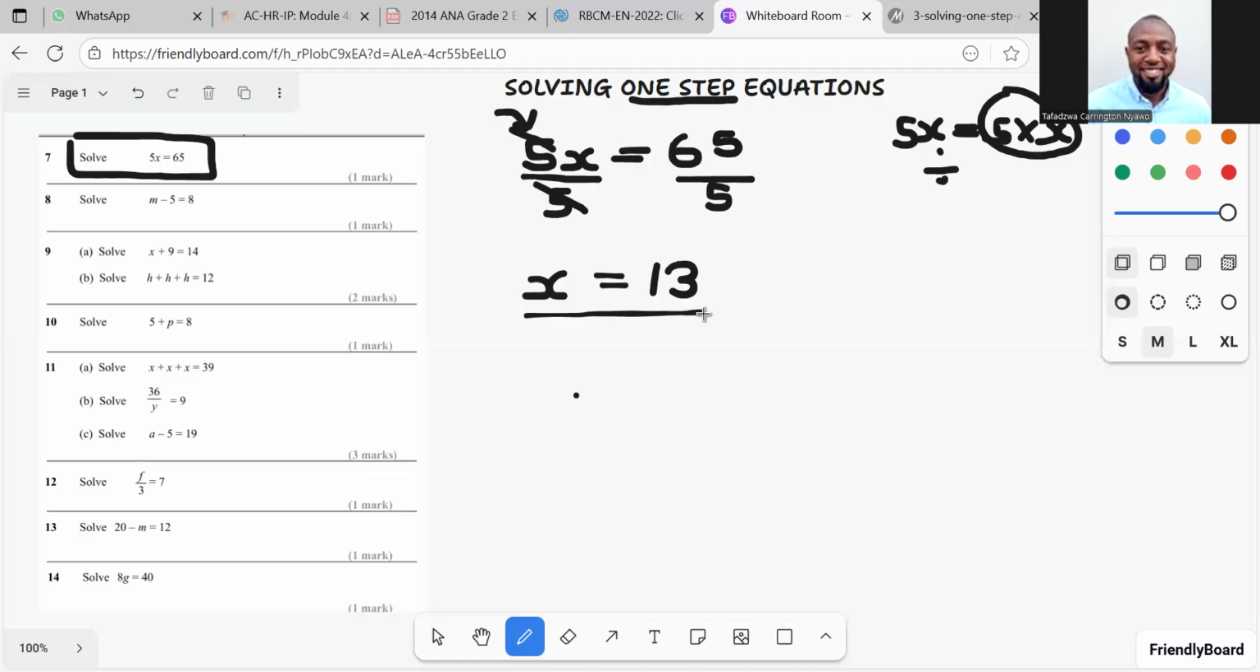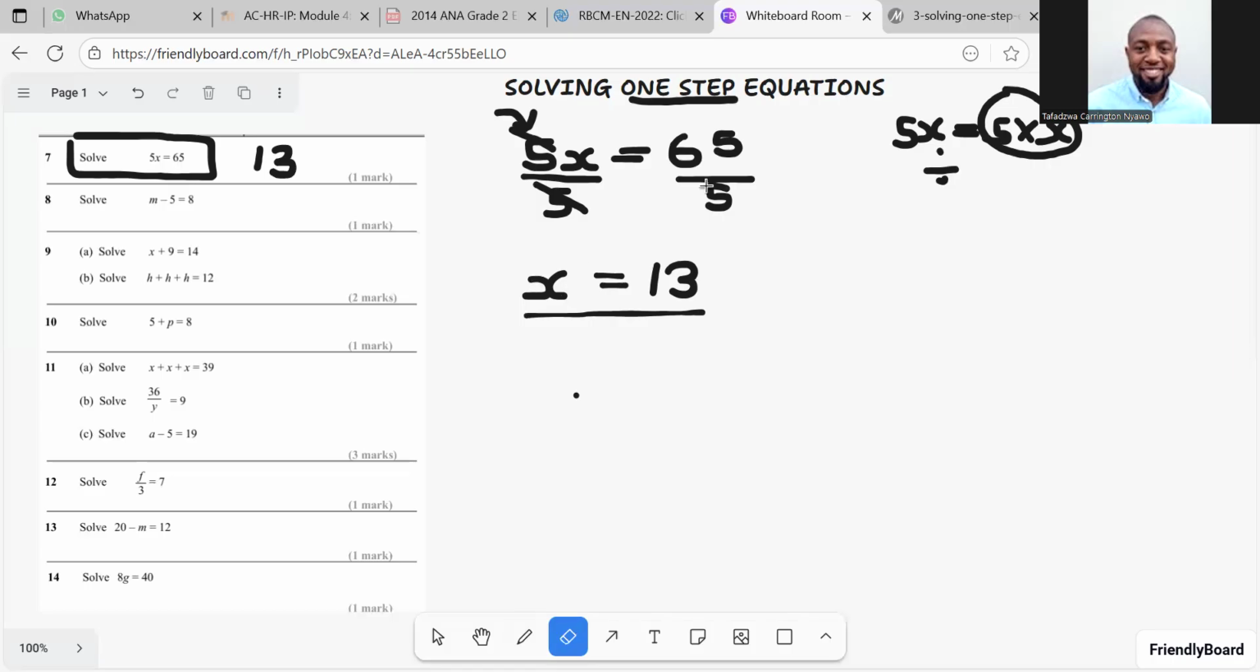So the rule for equations is that what you do on the left is also what you do on the right. On the left side, I divided by 5, so I was supposed to do the same thing on the right side. Divide also by 5. So x is equal to 13. I have solved for x there. All right. So now let's move on to the next equation. I'll just erase this part so that I can create space.